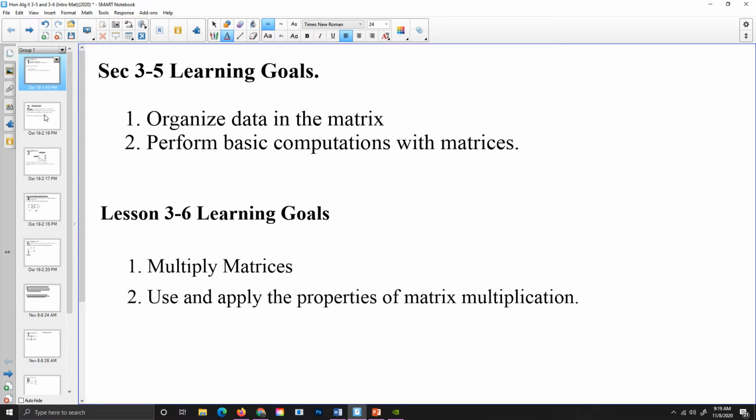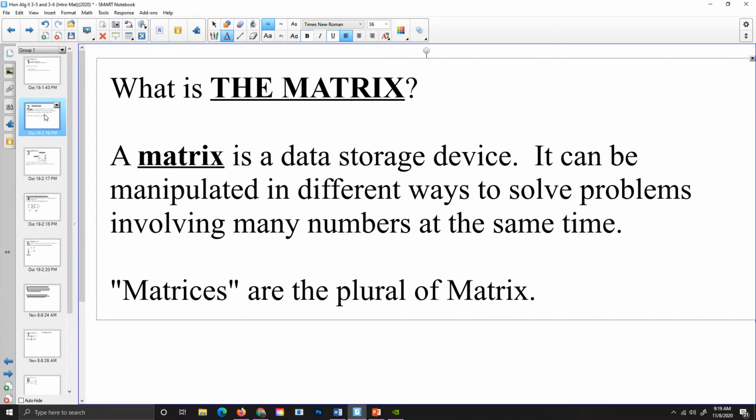So first off, what is a matrix? A matrix is essentially a data storage device, and it can be manipulated in different ways to solve problems involving many numbers at the same time. Matrices is the plural of matrix. In the quote-unquote real world, matrices are often used in statistics to manipulate huge sets of data. What we're going to use matrices for is to solve systems of linear equations.